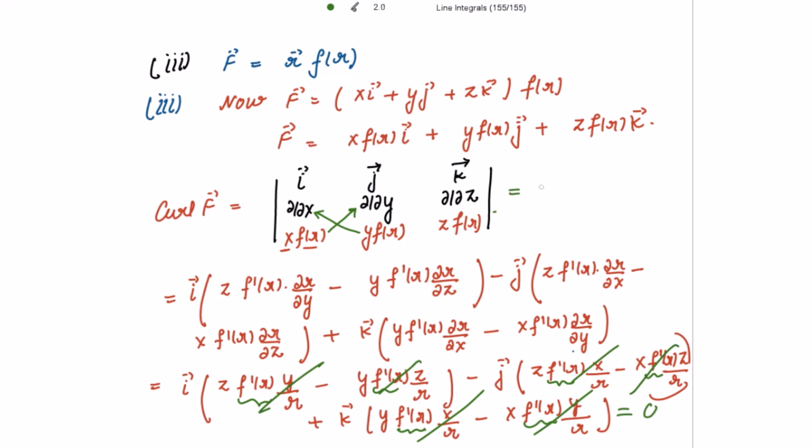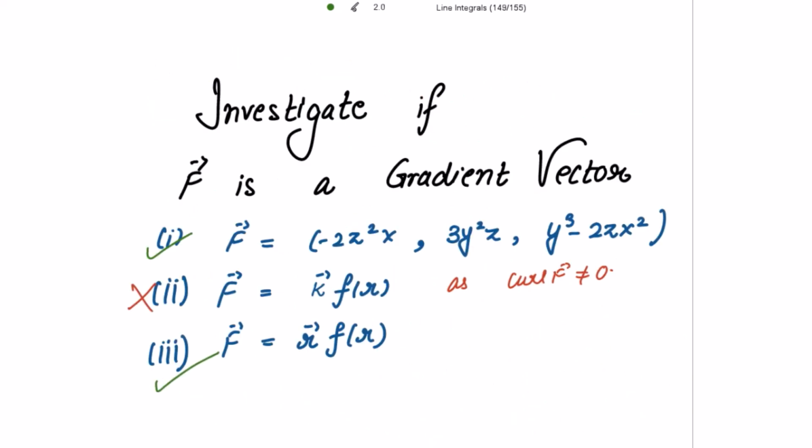So curl of f vector is 0, which means this f vector is a gradient vector. So this is your gradient vector. So out of the 3 options, only the first and third are gradient vectors.